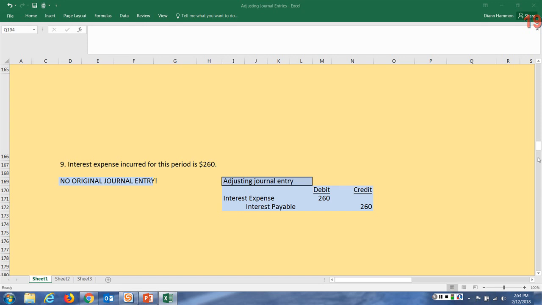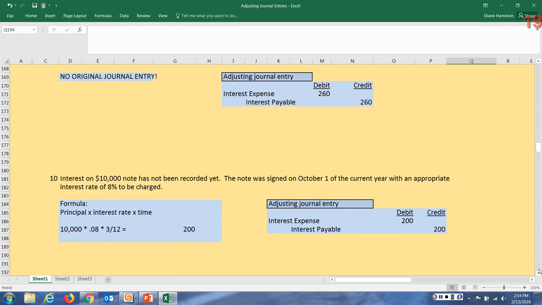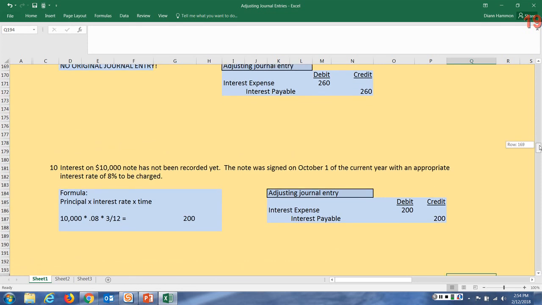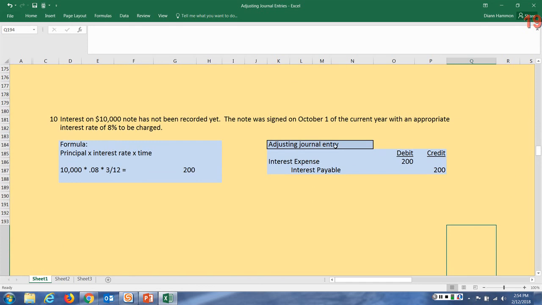Okay, no calculation. I thought that it might be good just to remind you or introduce you to the calculation for interest, though. So this next scenario is the same type of problem. We need to accrue or record this interest, but in this case you have to calculate the interest. So here we have interest on a $10,000 note has not been recorded. The note was signed on October 1st of the current year with an appropriate interest rate of 8% to be charged. And now we can assume that we are at December 31st, so end of the year.